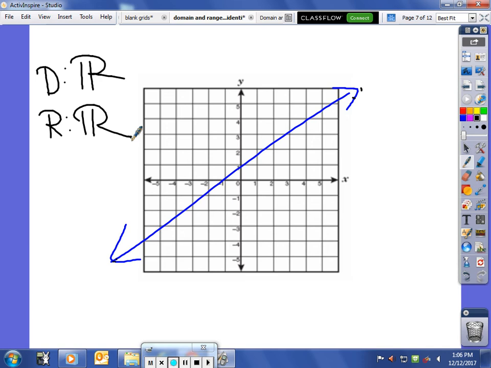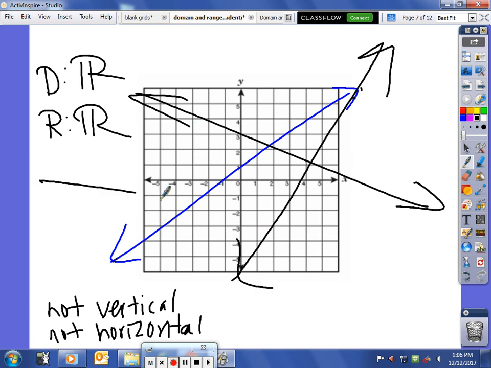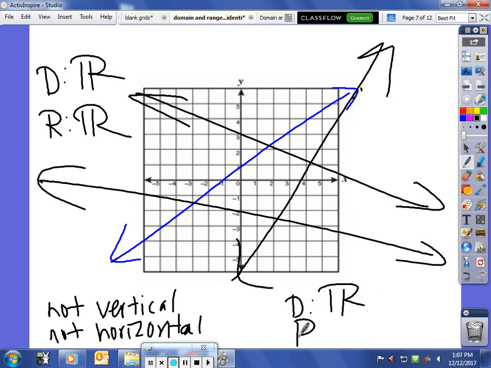Let me just give you a little hint here, guys. Please listen to this. If you have a line that is not vertical and not horizontal, those two are special. We're going to do some of those in a minute. If you just have a regular slanted line with arrows, whether it's going up or down, whether it's super steep or super flat, all of those have a domain of all real numbers and a range of all real numbers. Any slanted line with arrows has a domain and range of all real numbers.